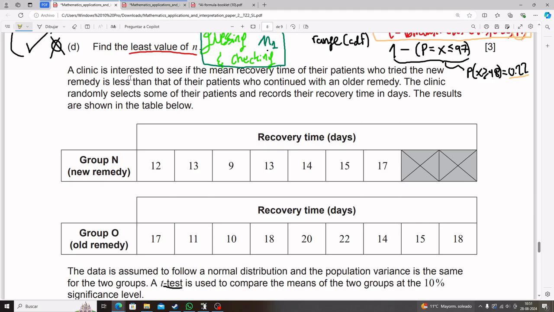We have that a clinic is interested to see if the mean recovery time of their patients who tried the new remedy is less than that of their patients who continue with an older remedy. So the main thing that they're looking for is if the new remedy is less than the older remedy. So new remedy less than older remedy. Okay. Actually, if I were to make it very, very fancy, new remedy less than older remedy. The clinic randomly selects some of their patients and records their recovery time in days, and the results are shown in the table below.